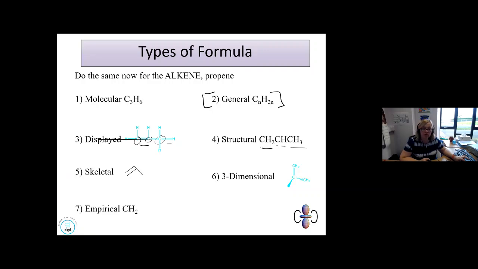And then you've got empirical. Well, if you look at the molecular formula, yes, it can be broken down into smaller ratio because 3 will go into 6, and it can be broken down into CH2.